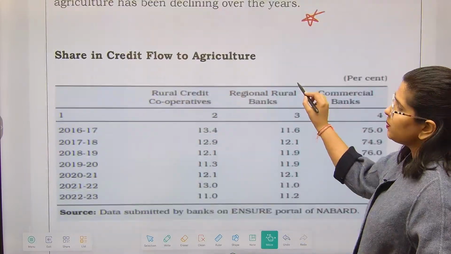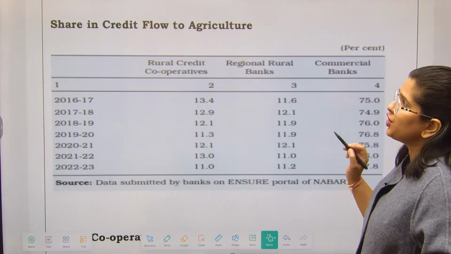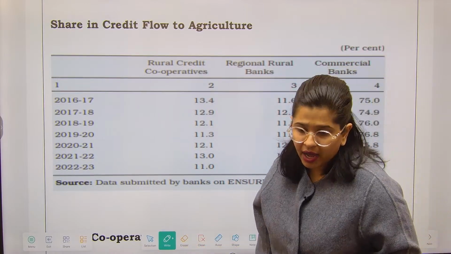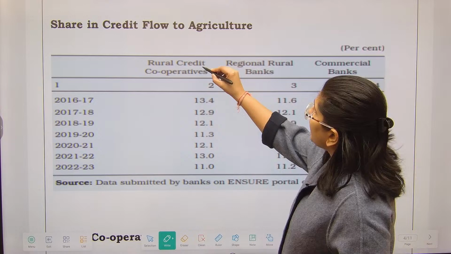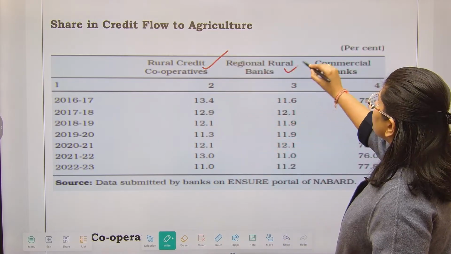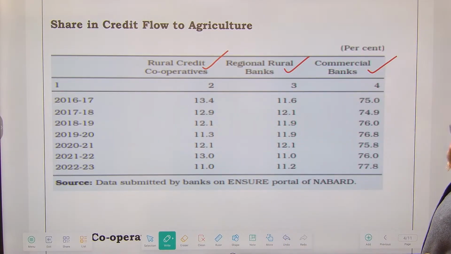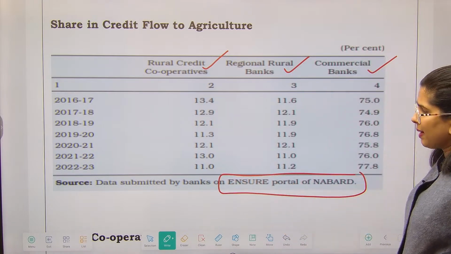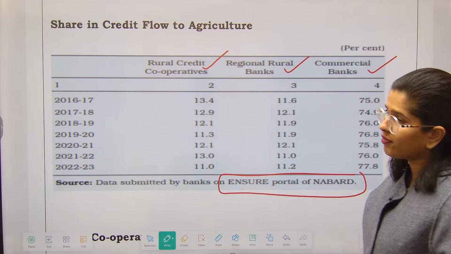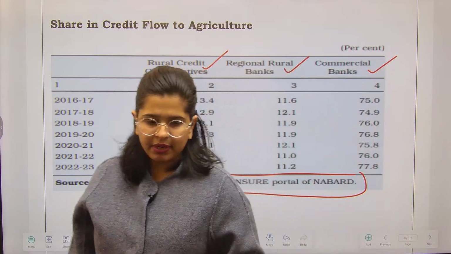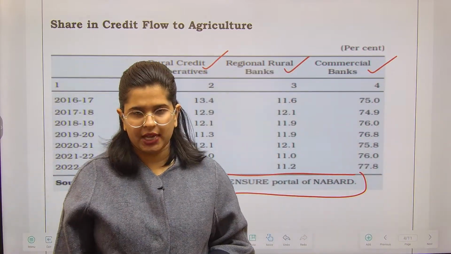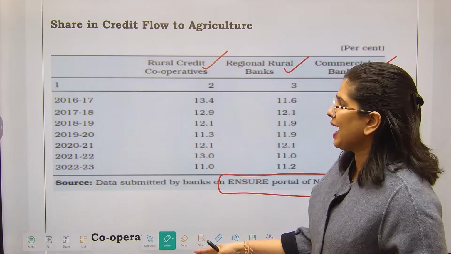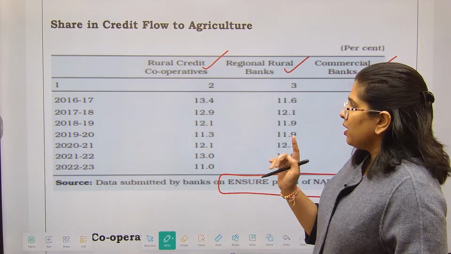Now in this chart we are going to see the share in credit flow to agriculture. Okay, what has the share been? So this is rural credit cooperatives, this is regional rural banks, and this is commercial banks. The data has been taken from what the banks submitted to the ENSURE portal of NABARD, right? So this is credible data which you can trust. Okay, now here we see this comparison given year by year.